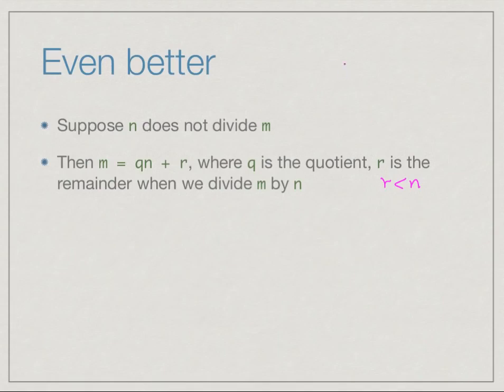So for example, if I say 7 and I want to divide it by 3, this will be 2 times 3 plus 1. So this will be my quotient and this will be my remainder. And the important thing is the remainder is always smaller than what I'm dividing by.